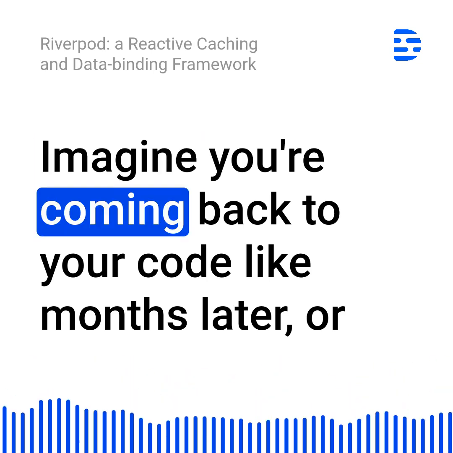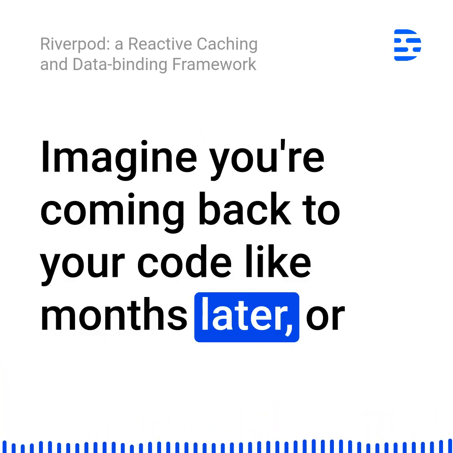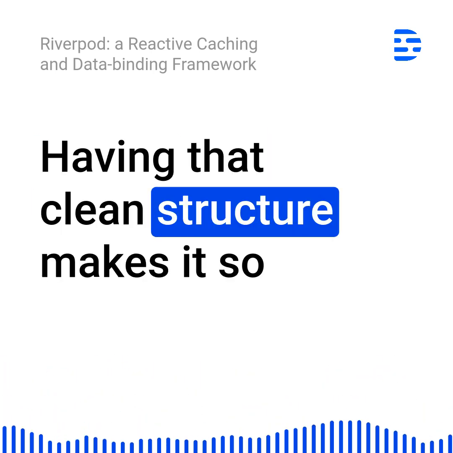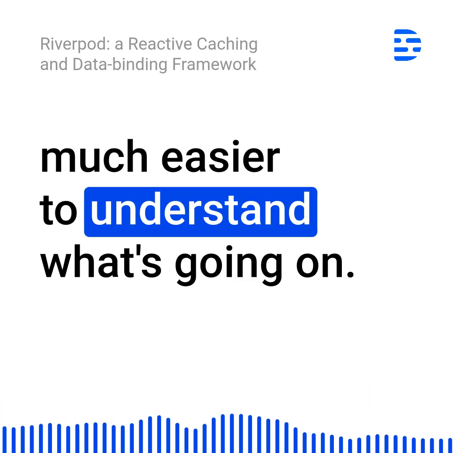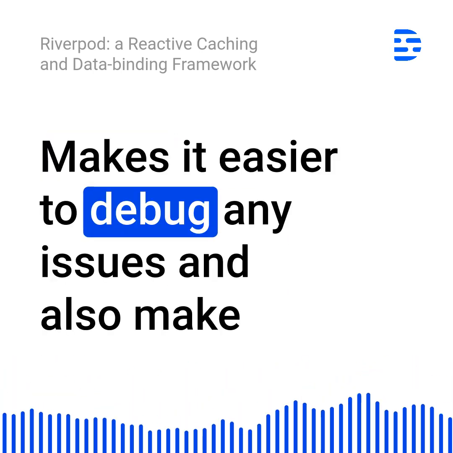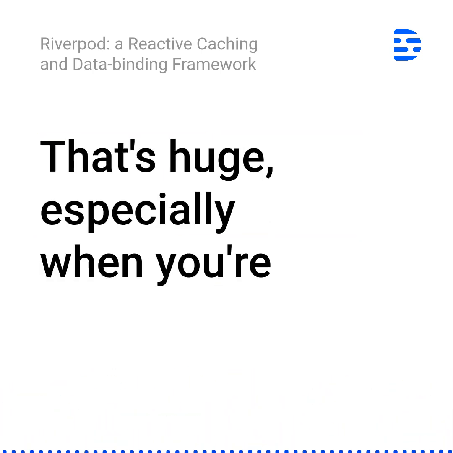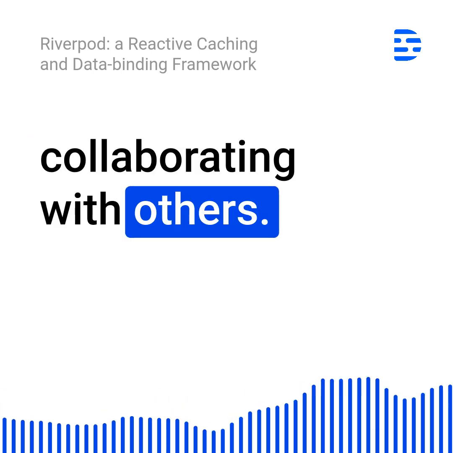And that simplification leads directly into another huge benefit, which is improved maintainability. Okay. Imagine you're coming back to your code months later, or you're working on a huge project with a team. Having that clean structure makes it so much easier to understand what's going on. Yeah. Makes it easier to debug any issues and also make changes without accidentally breaking things. That's huge, especially when you're collaborating with others.